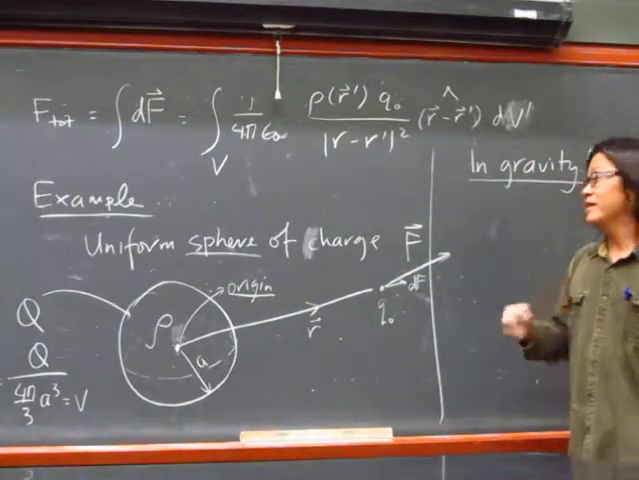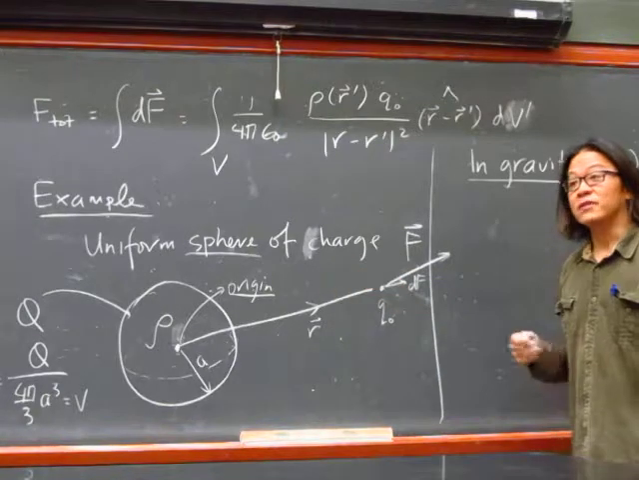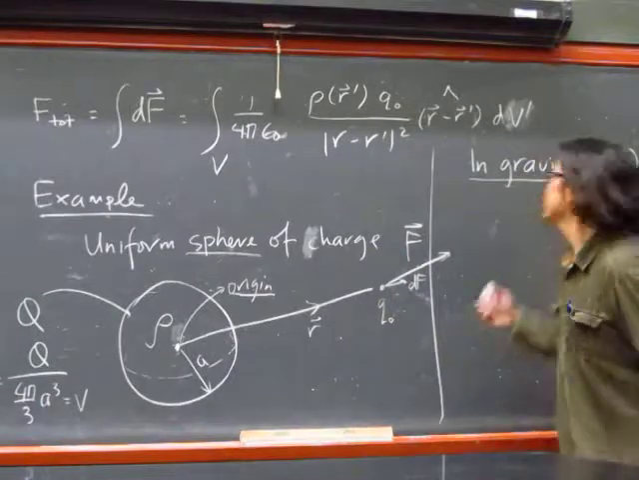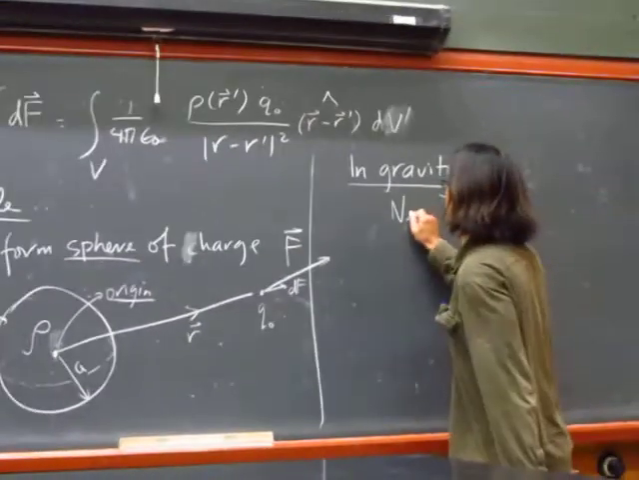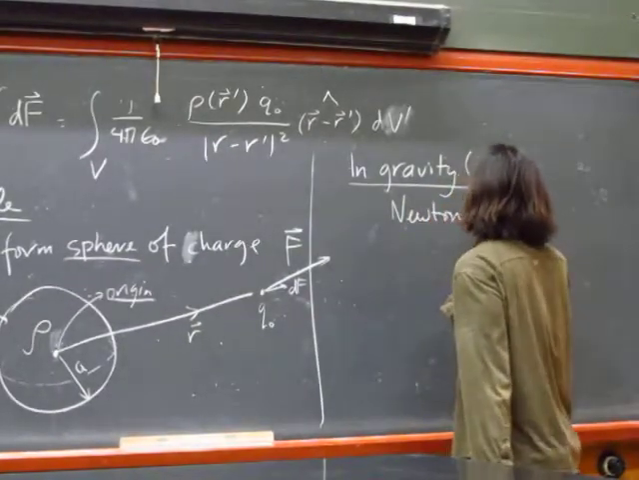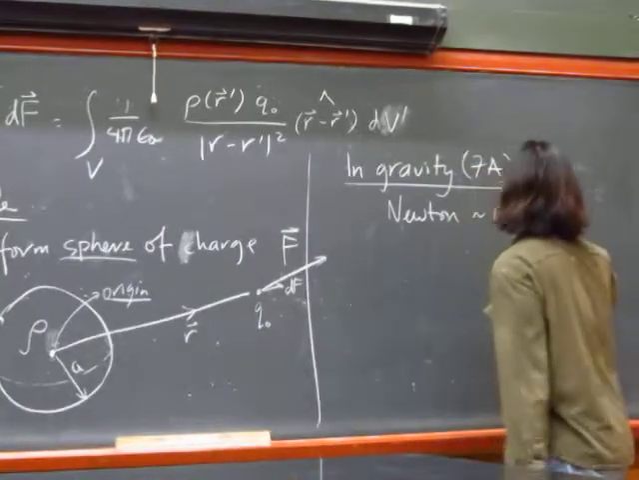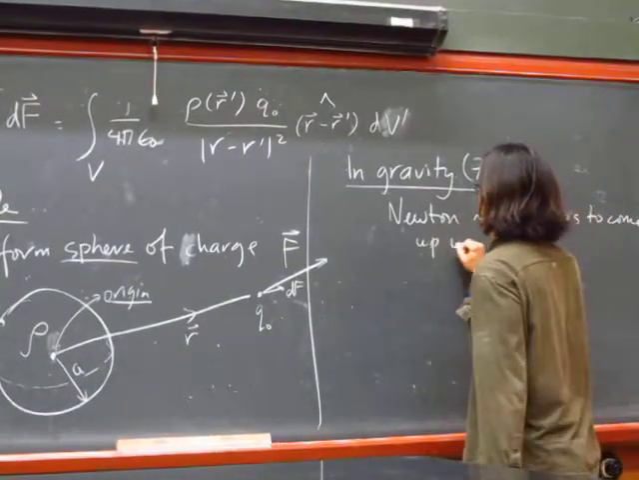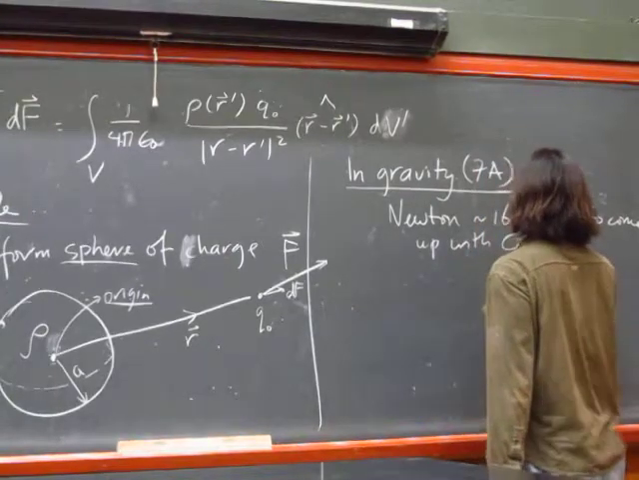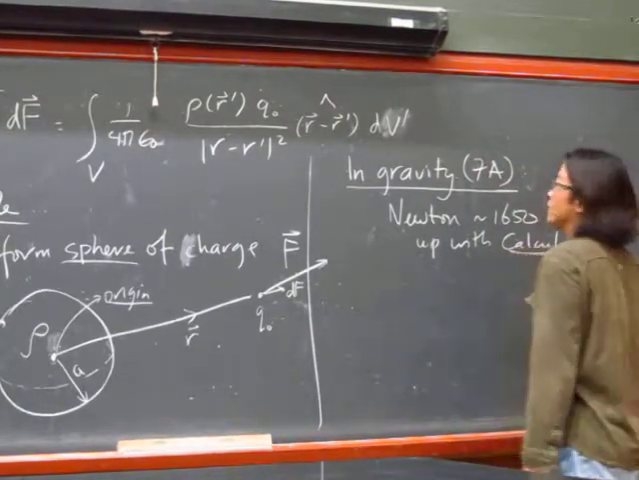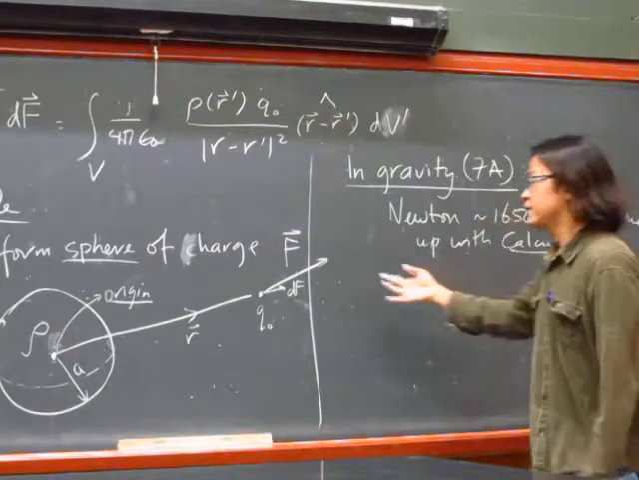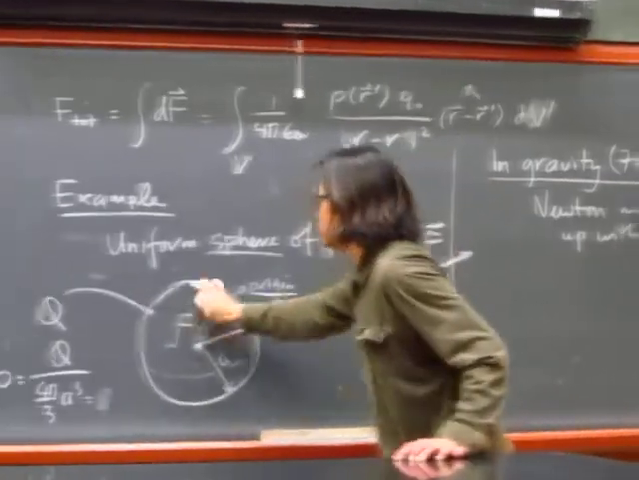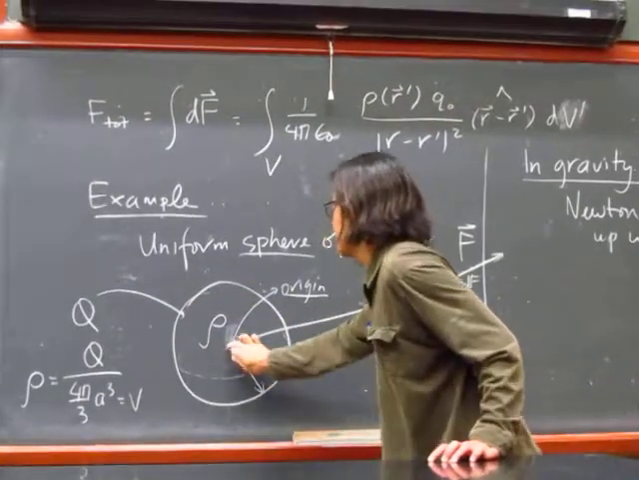We'll solve this eventually in a much easier way, but when Newton did this, he had to invent calculus to solve it, in around 1650. And when he did that, he showed that the total force, at least for gravity, is as though all the charges here, or all the masses, are at the center.